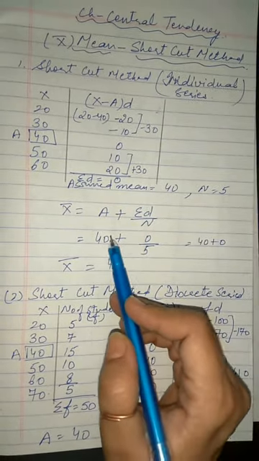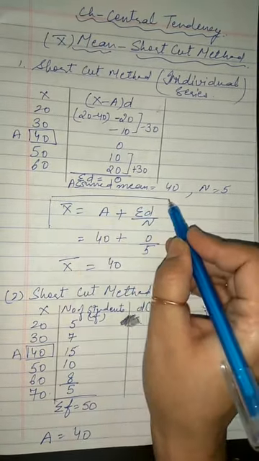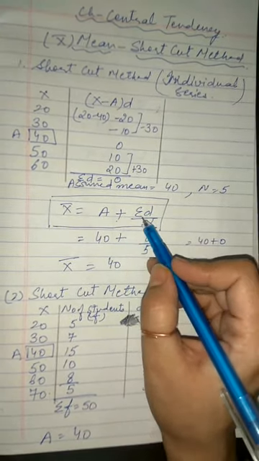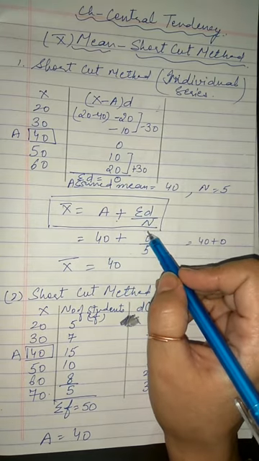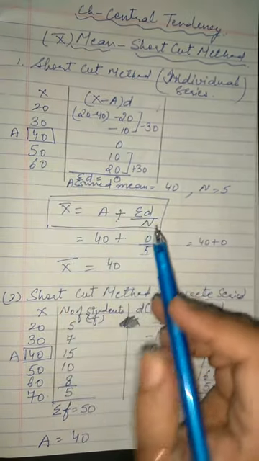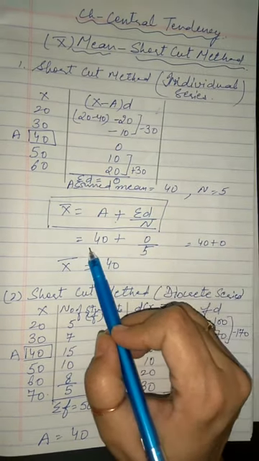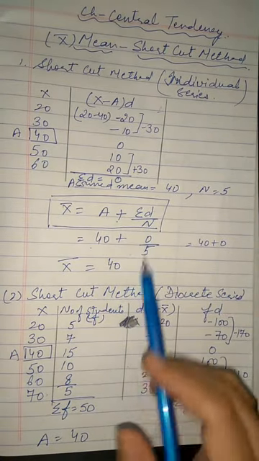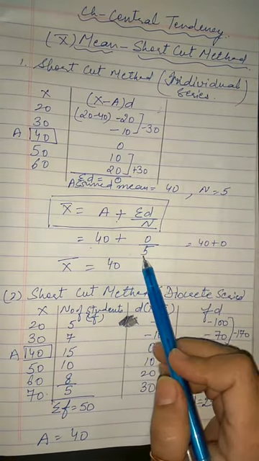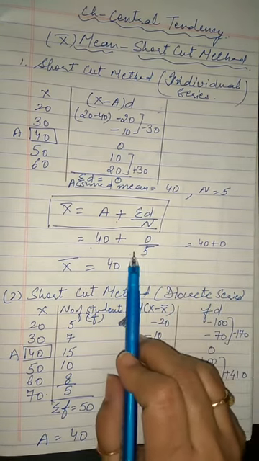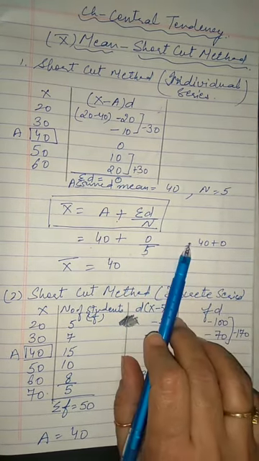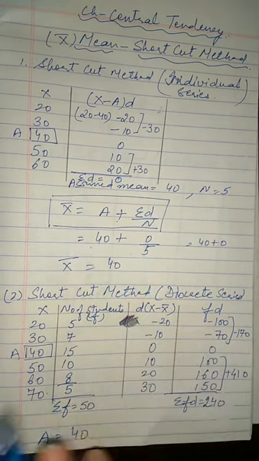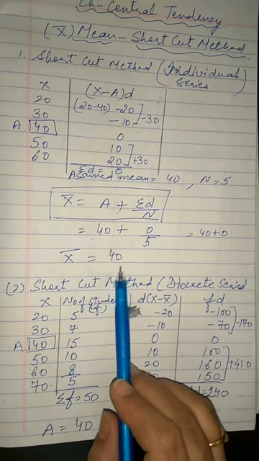Now the formula is mean is equal to assumed mean plus summation deviation over n. So the number of terms is 5. Summation D is equal to 0. Assumed mean is 40. First we will solve this fraction, that is 0 over 5, it becomes 0. So 40 plus 0 is equal to 40. If you do it by taking LCM, no doubt the sum will not be wrong, but that will lengthen your calculations. So mean is equal to 40.